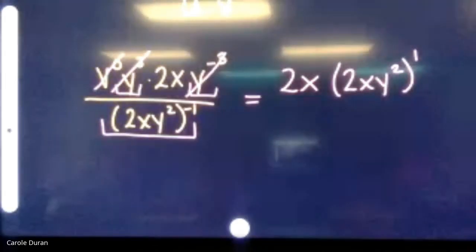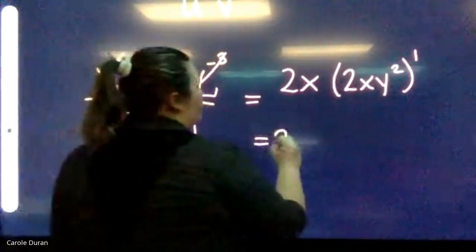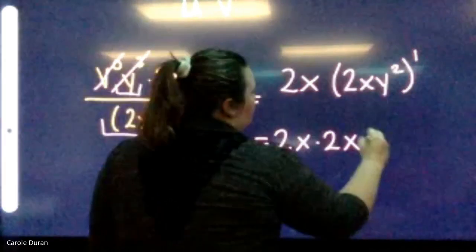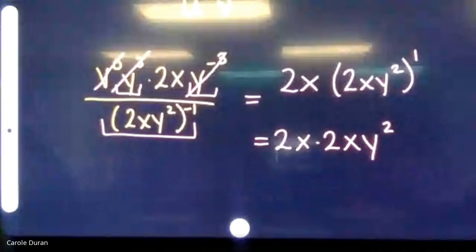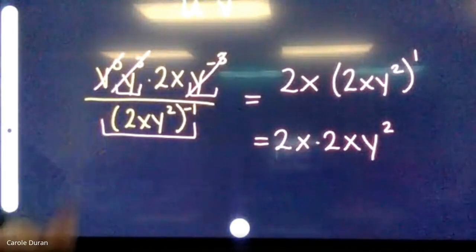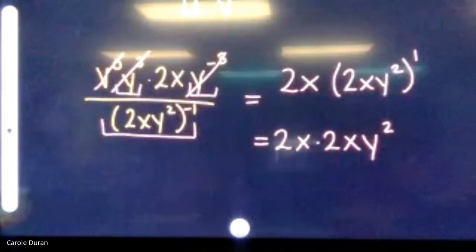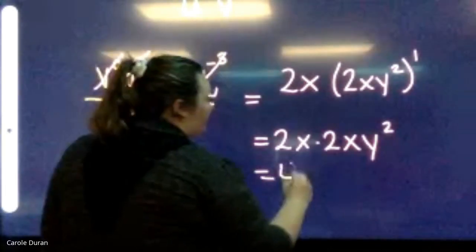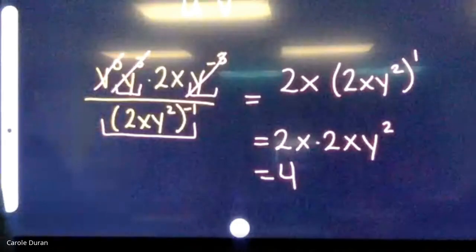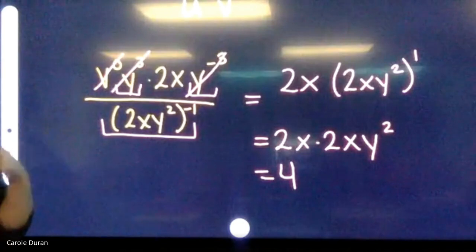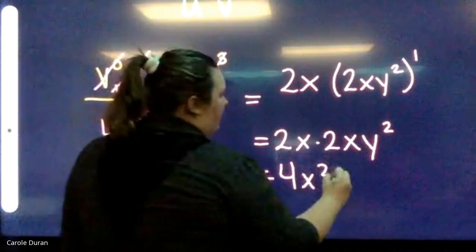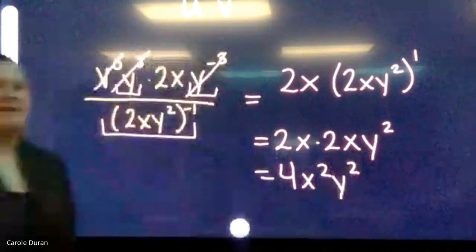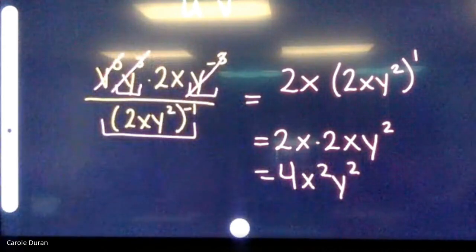I know anything to the 1 power is just itself. So this is the same as 2x times 2xy squared. And now I can just combine like terms in that numerator. So I'm going to put the two 2's together, right? What's 2 times 2? I can put my two x's together. x1 and x1 become what? X2. x2, yep. And then my y2 can't combine with anything. So my answer is 4x squared y squared.